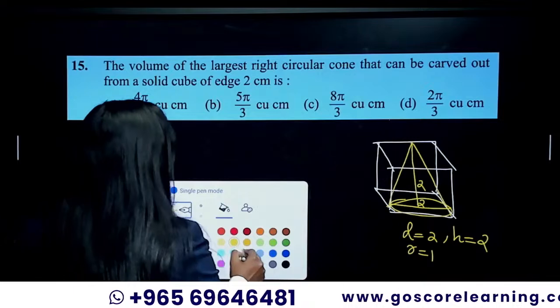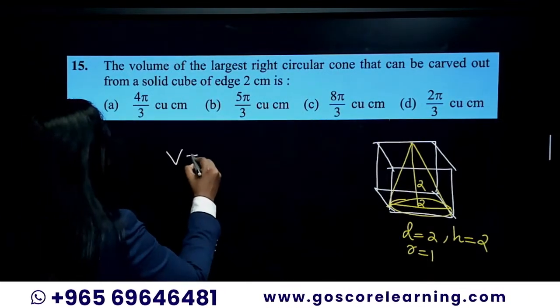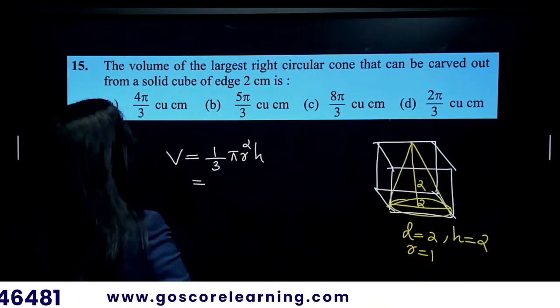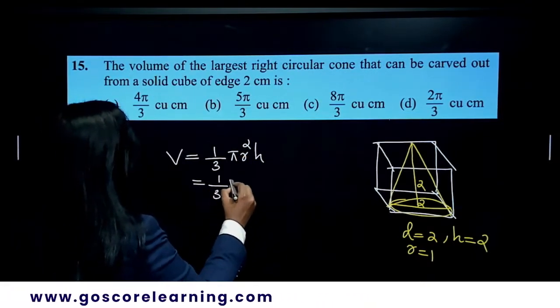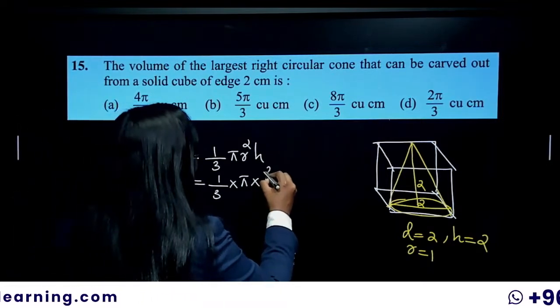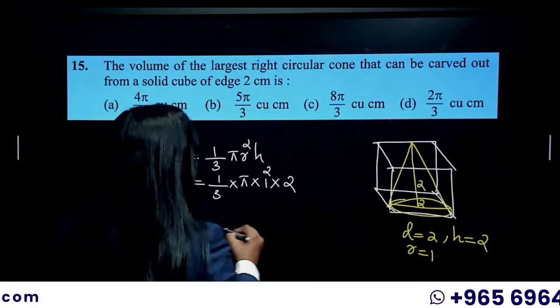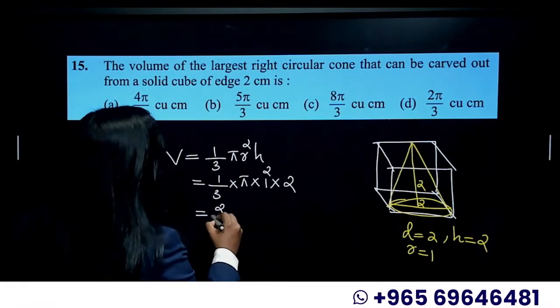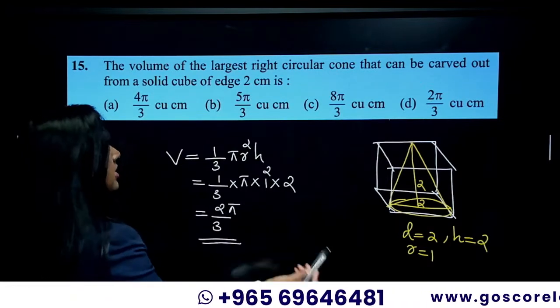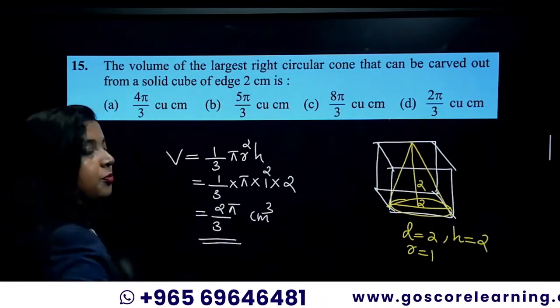Okay, so what is the volume? They're asking for the volume. Volume of a cone is 1 by 3 pi r square h, right? Which is equal to 1 by 3 into pi into, what is r square? 1 square. 1 square into height is 2, which is equal to 2 by 3 pi, or 2 pi by 3. Since it is volume, it's centimeter cube or cubic centimeter.